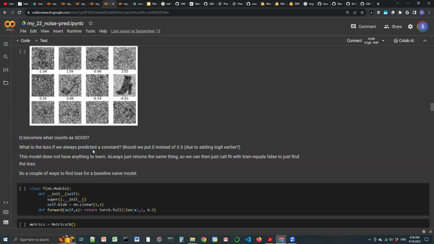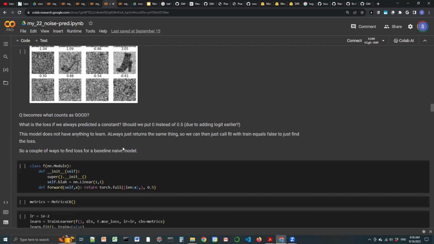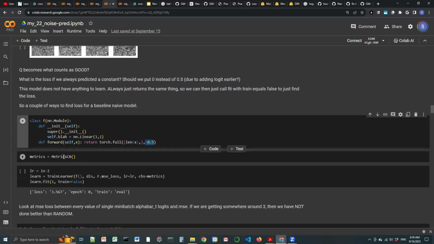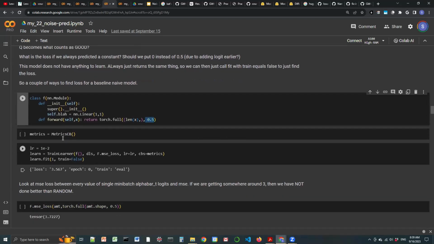And so in order to do that, he said, what if we always predicted a constant? So he uses a 0.5. Now we can change it to a 0 if you want and check. But bottom line, he just says, what's a baseline naive model which just predicts a constant value? And he defines a network which just predicts a constant value, defines a matrix which is nothing but a standard matrix callback. He finds the loss by passing in a batch through and by fitting for one batch, and the loss he figures out is 3.5.